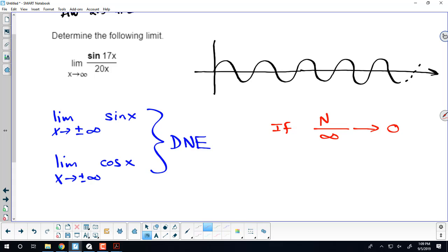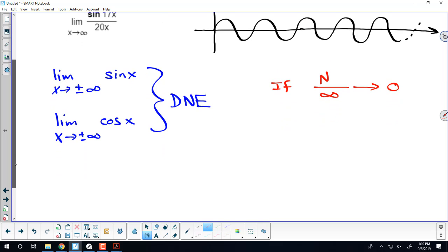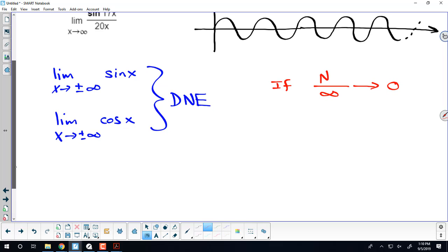Something we talked about in 2.3. It's something you might eat. The squeeze theorem, yeah, the sandwich theorem. So let's look at that and see if it actually helps or enables us to determine what's happening here.